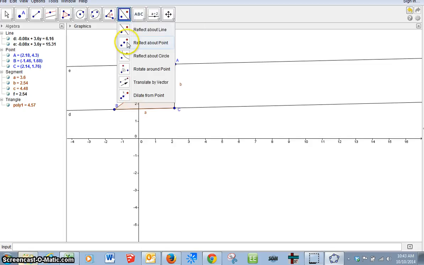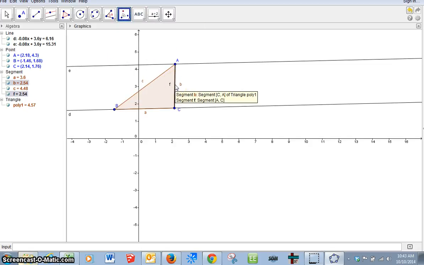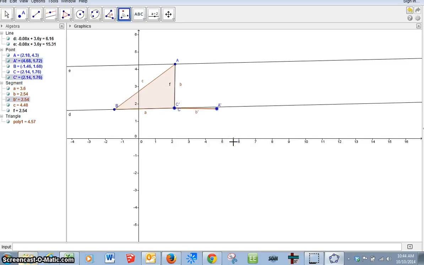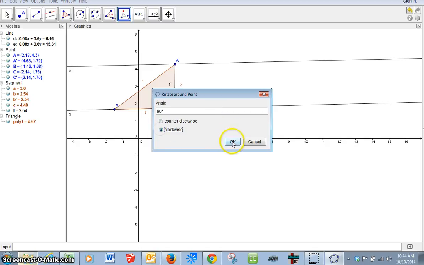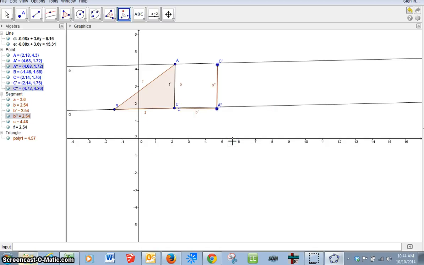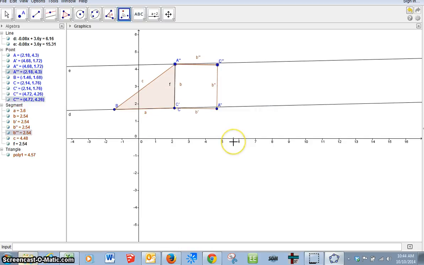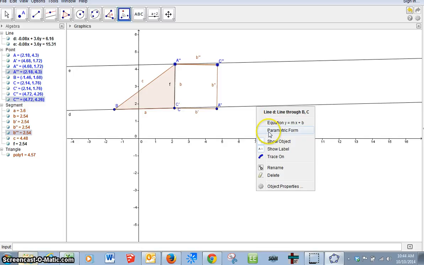Transformation tool, rotate segment B around C 90 degrees clockwise, and I'm going to rotate now this segment around A another 90 degrees clockwise, this segment around C another 90 degrees clockwise. And I'm going to turn off the line.